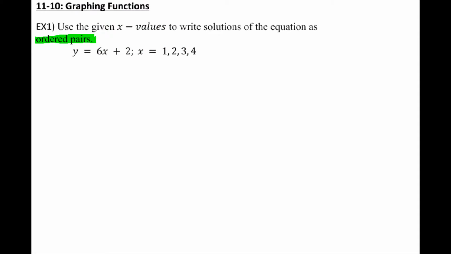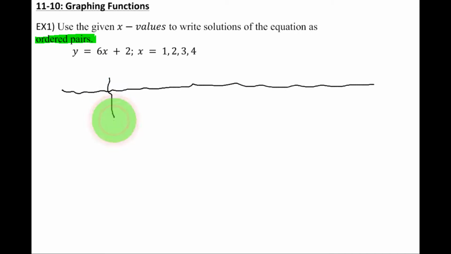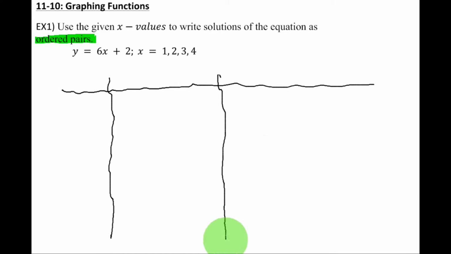The first thing I want to do is set up a table. Now I want to have a little bit of fun with this table, so I'm just going to use a squiggly line. And over here I'm going to say, hey, these are my x values. So let's change pen colors. I'm going to use red for my x values. Now next, I'm going to write down 6x plus 2 in this next section.